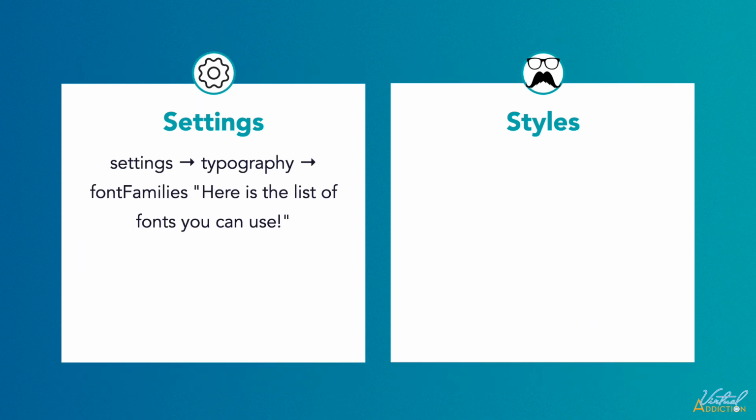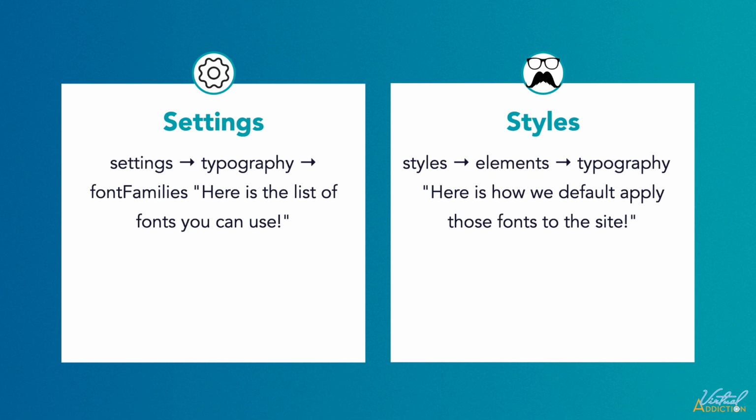I want you to think of it like this. If you go to settings, typography, and font families, you're defining the list of fonts that you can use. Inside the style portion of your theme.json file, and this is going to be under styles, elements, typography, you're going to define how by default we apply those fonts to the site.